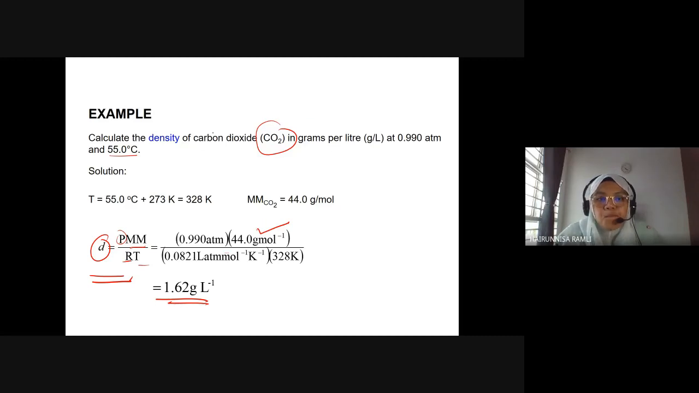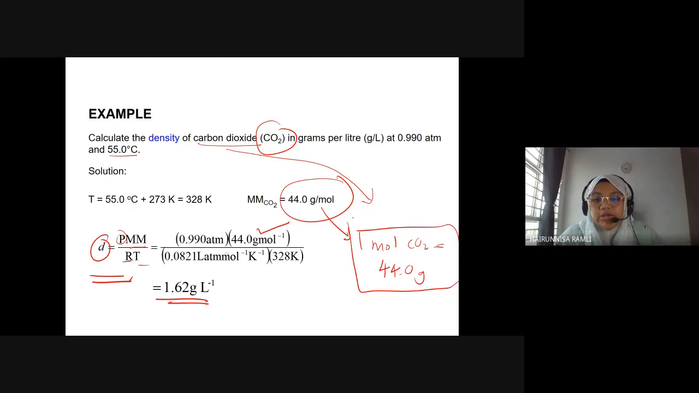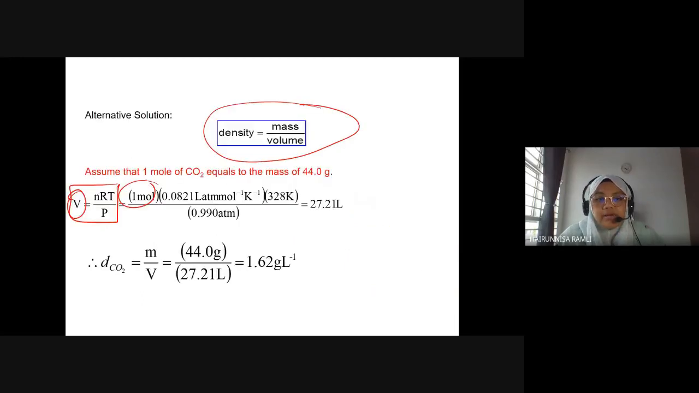But if it's not mentioned, you can make an assumption. Because we know the molar mass of carbon dioxide is 44 gram per mole. This alone means every mole of CO2 consists of 44 gram. So you can assume that one mole of CO2 weighs 44 gram. So N here you put as one mole. The rest you can put in and then you get the volume.